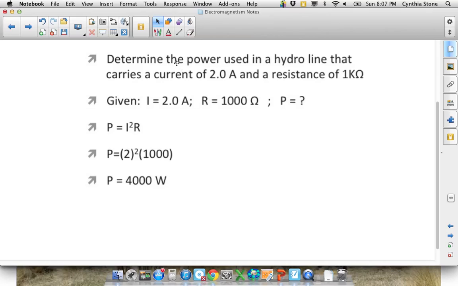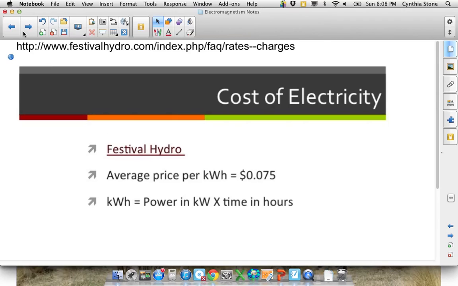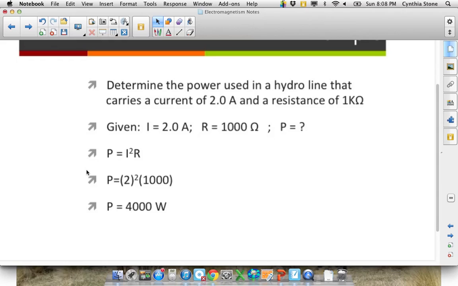We want power, I know amps, I know resistance, so this is the formula I choose. There are 3 formulas to choose from, and you find the one based on the givens you have. That's how you choose what formula to use. I'm going to substitute in and solve: 4,000 watts. So that's just an example using one of the formulas. Using the other formulas is the exact same. If you choose those questions, you'll get to practice that skill.